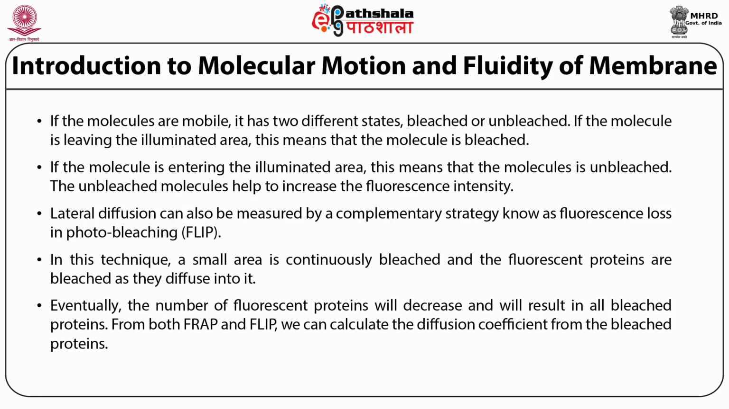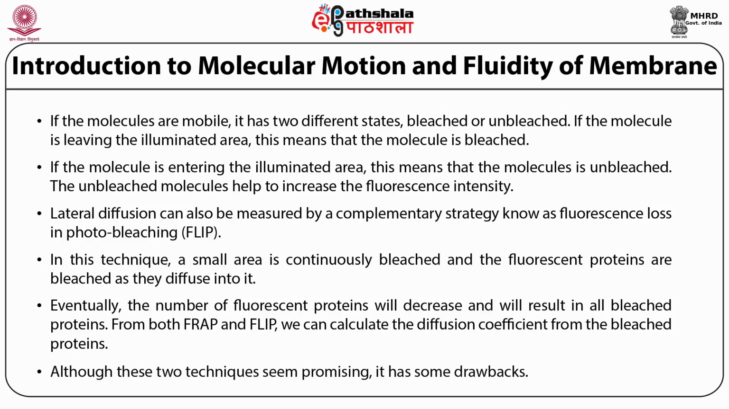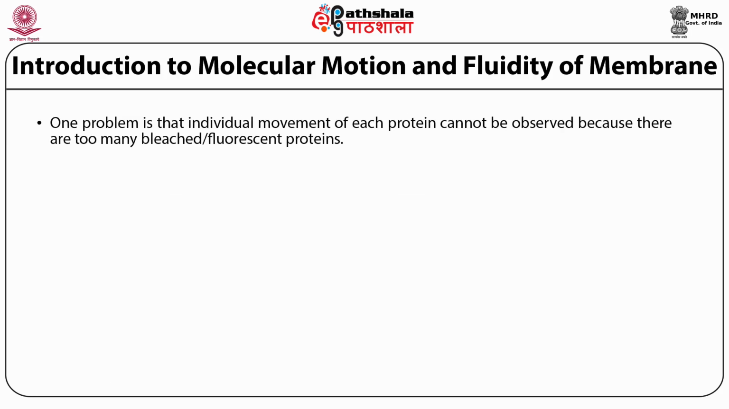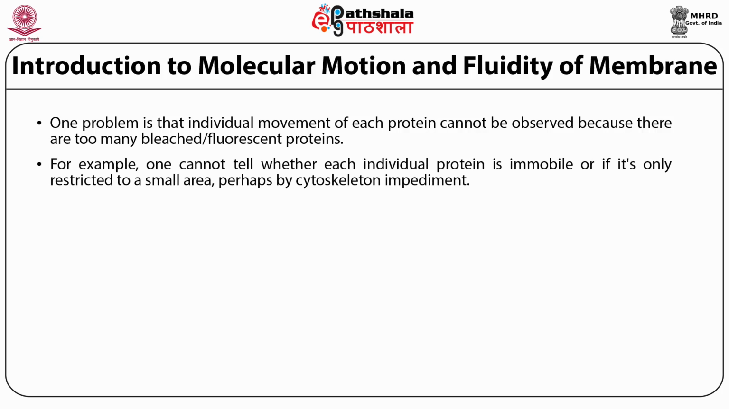From both FRAP and FLIP, we can calculate the diffusion coefficient from the bleached protein. Although these two techniques seem promising, they also have some drawbacks. One problem is that the individual movement of each protein cannot be observed because there are too many bleached or fluorescent proteins, such that one cannot say whether each individual protein is immobile or if they are only restricted to a small area, perhaps by cytoskeleton impediment.